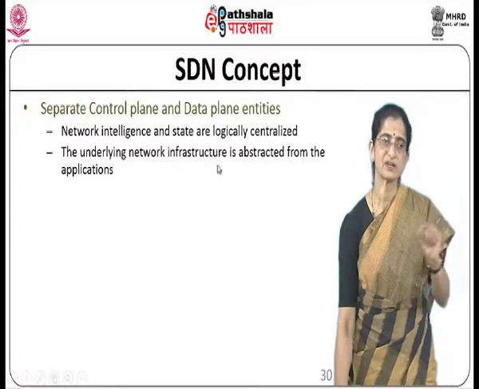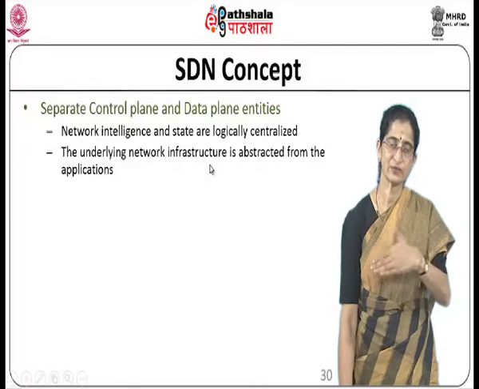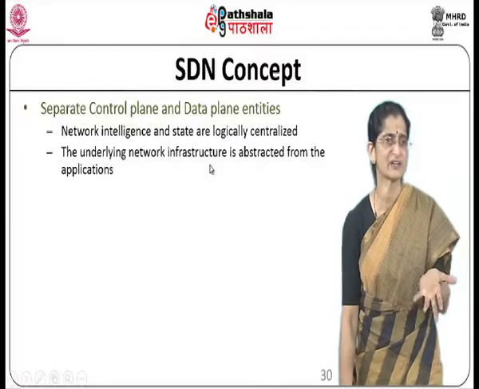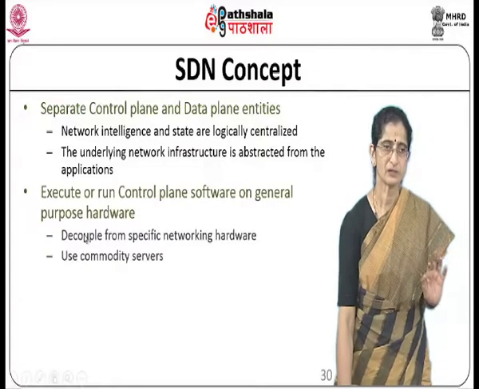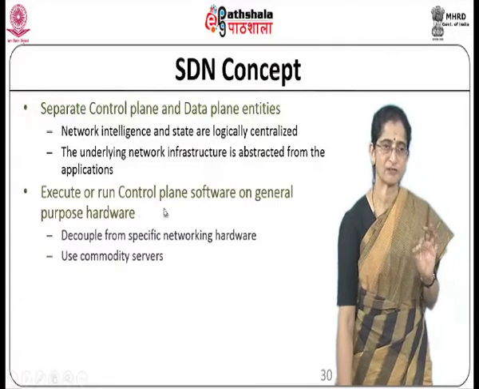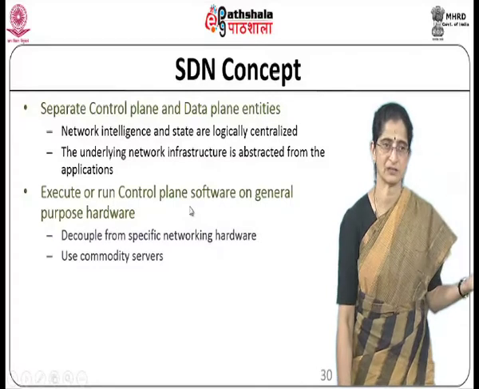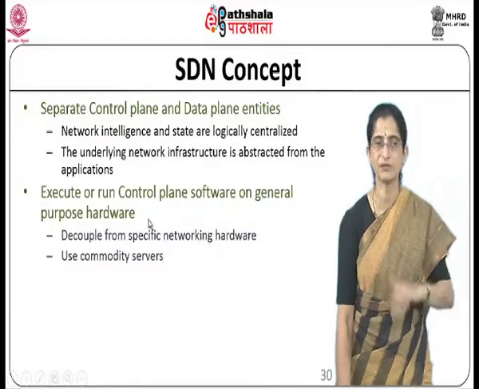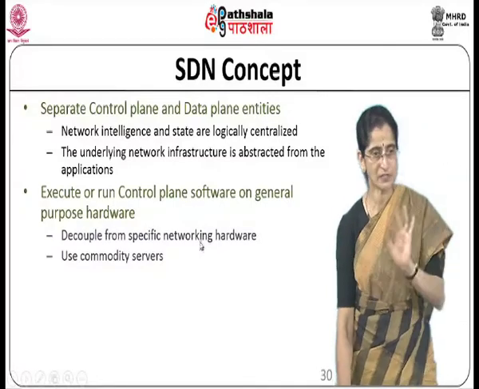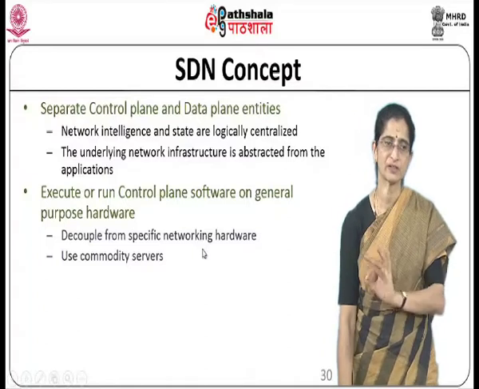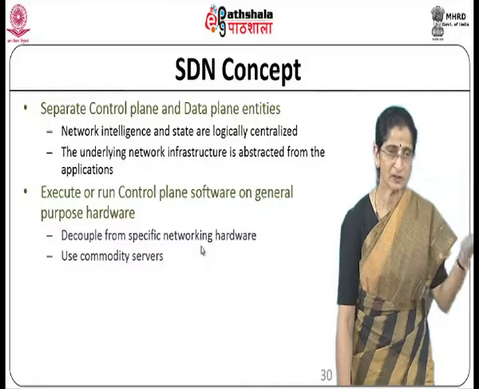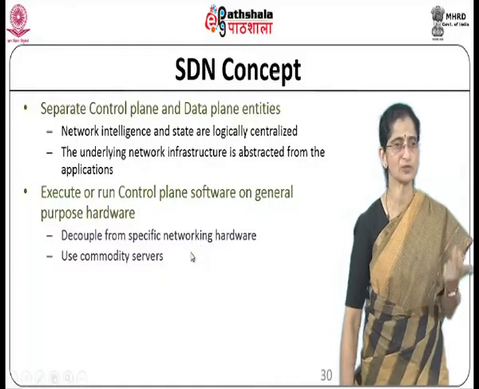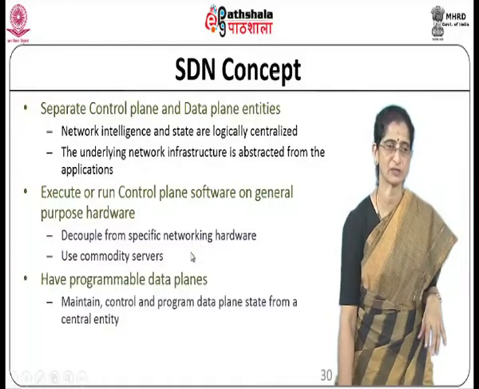So, the underlying network infrastructure is then abstracted from the application. The underlying network infrastructure is only meant for forwarding packets. Your control plane software can run on some other machine. It can even be general purpose hardware, you do not even need specialized hardware for that. The special purpose networking hardware will remain only on the switches and routers, it need not be there on the control plane related equipment. So, you can use commodity servers for running the control plane software.